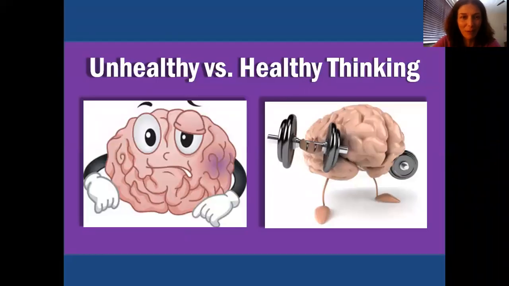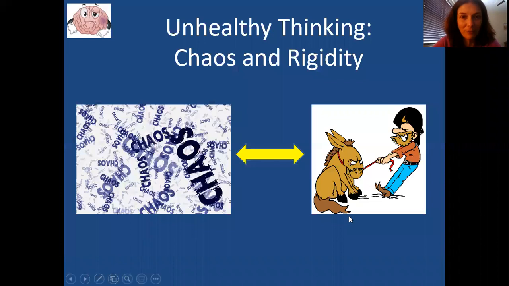Okay, so here we go: unhealthy versus healthy thinking. We're going to start with the negative and move to the positive. Unhealthy thinking styles, stinking thinking styles. There are two main categories of unhealthy thinking that are identified. One is called chaos, and the other is rigidity. We're going to break this down and talk about what this means.